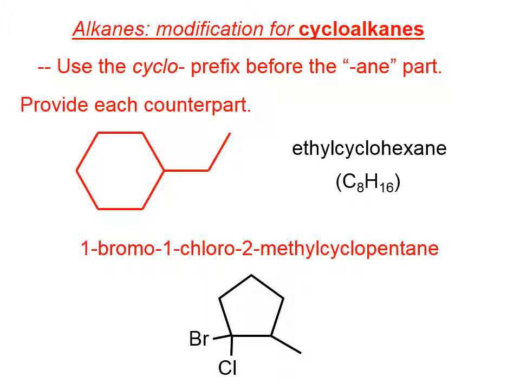And if we were writing the chemical formula for this, we would count 5 carbons in a ring plus a 6th one. Obviously 1 bromine atom, 1 chlorine atom, and I'm counting 10 carbons there.